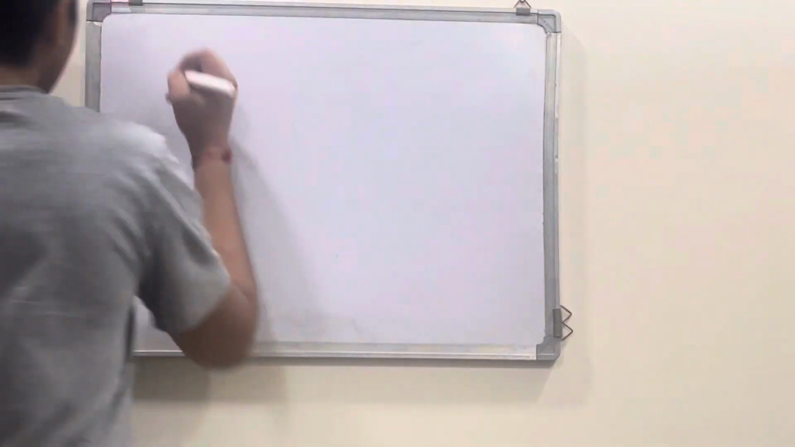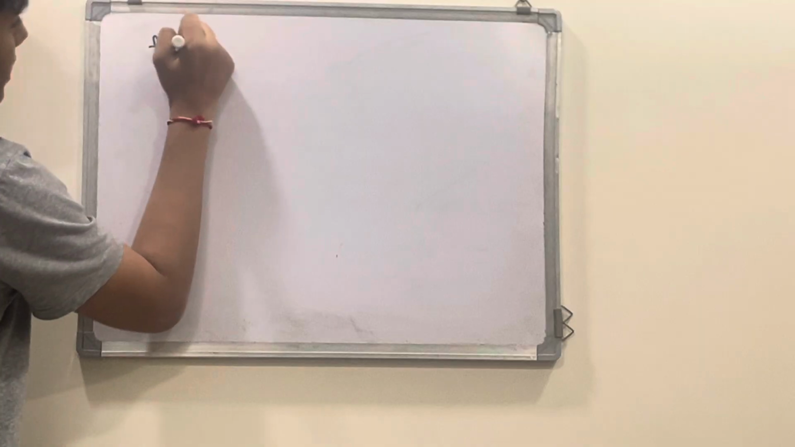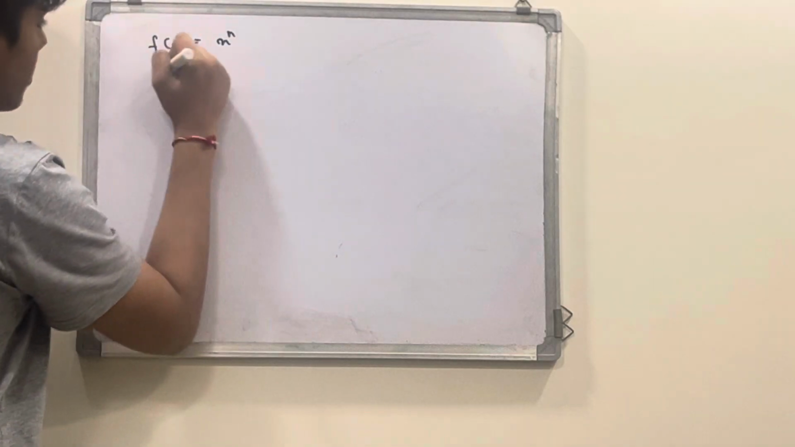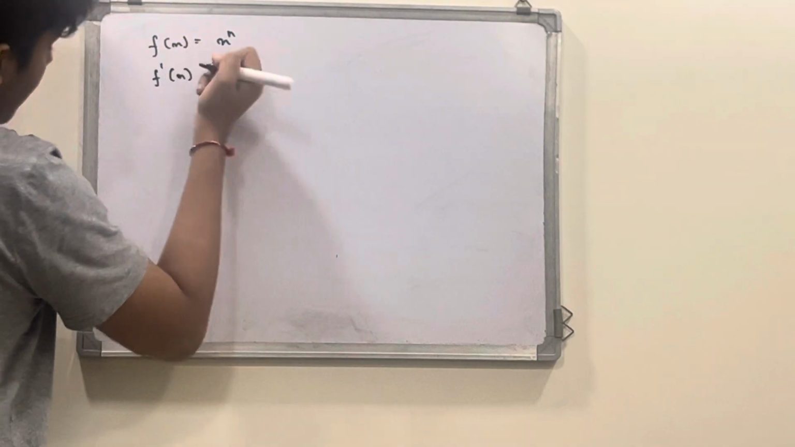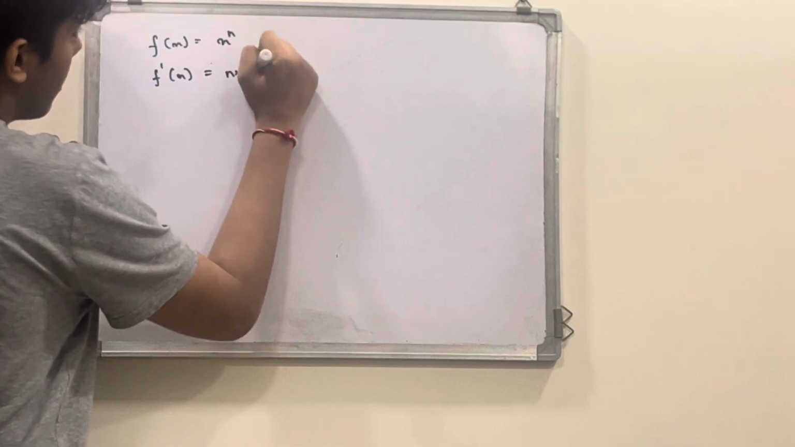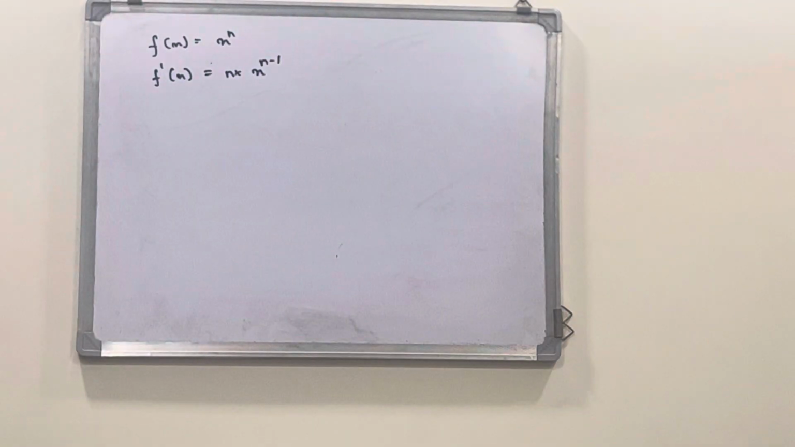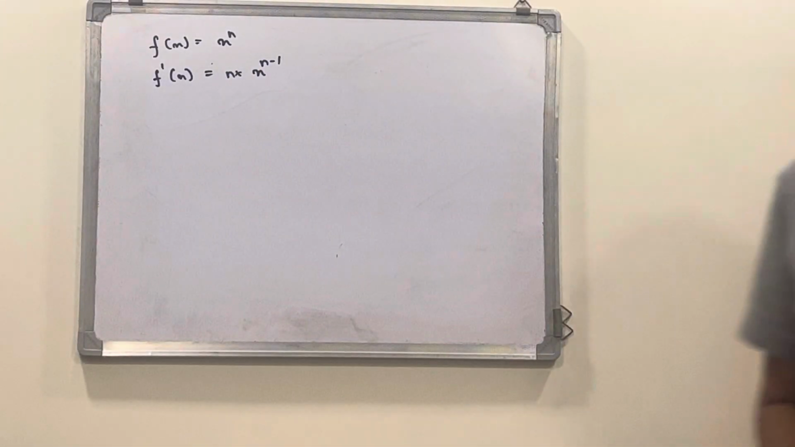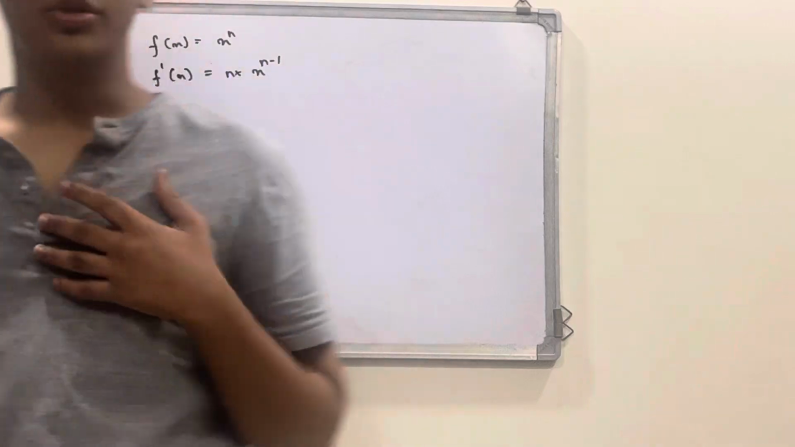Hey guys, today I'm going to be deriving the differentiation formula. Now we all know that when f of x is equal to x to the power n, the first differential of f of x is going to be n into x to the power n minus 1. But this is the formula. How is it actually derived? How does this actually work? And that's what I'm going to show you today.